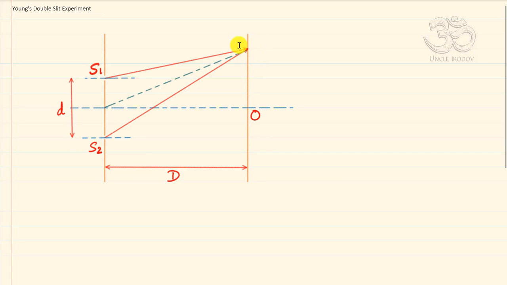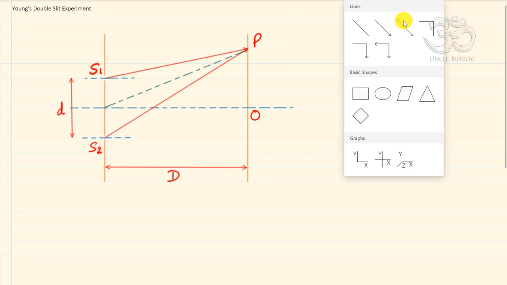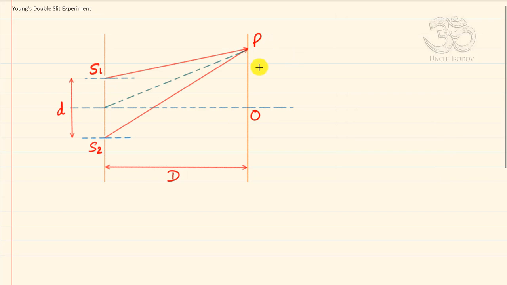So I have taken a point P, which is somewhere here, and this point P is at a distance y from O. So the distance from O to P is y, and I'm interested in probably knowing what is the net amplitude at P, what is the net intensity at P, provided I know what are the amplitudes going through slits S1 and S2.